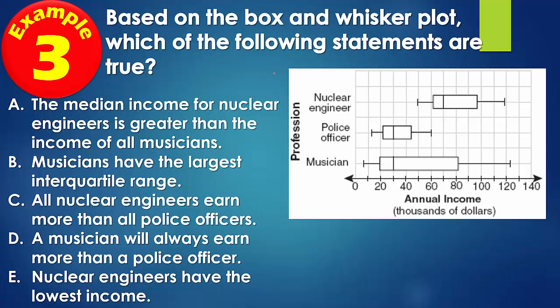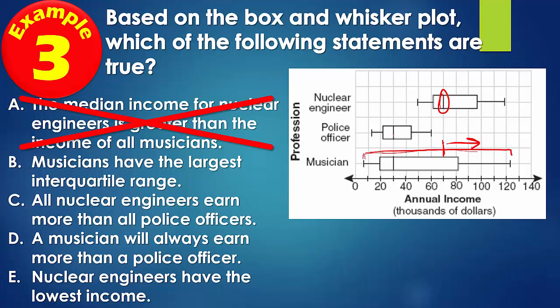All right, and then last example, based on the box and whisker plot, which of the following statements are true? The median income for nuclear engineers is greater than the income of all musicians. So we're saying median income of nuclear engineers is greater than the income of all musicians, which unfortunately goes right there. So while they do have a higher median income than musicians, we're talking about all musicians. Anything beyond this point is higher than that median, so that statement would be false.